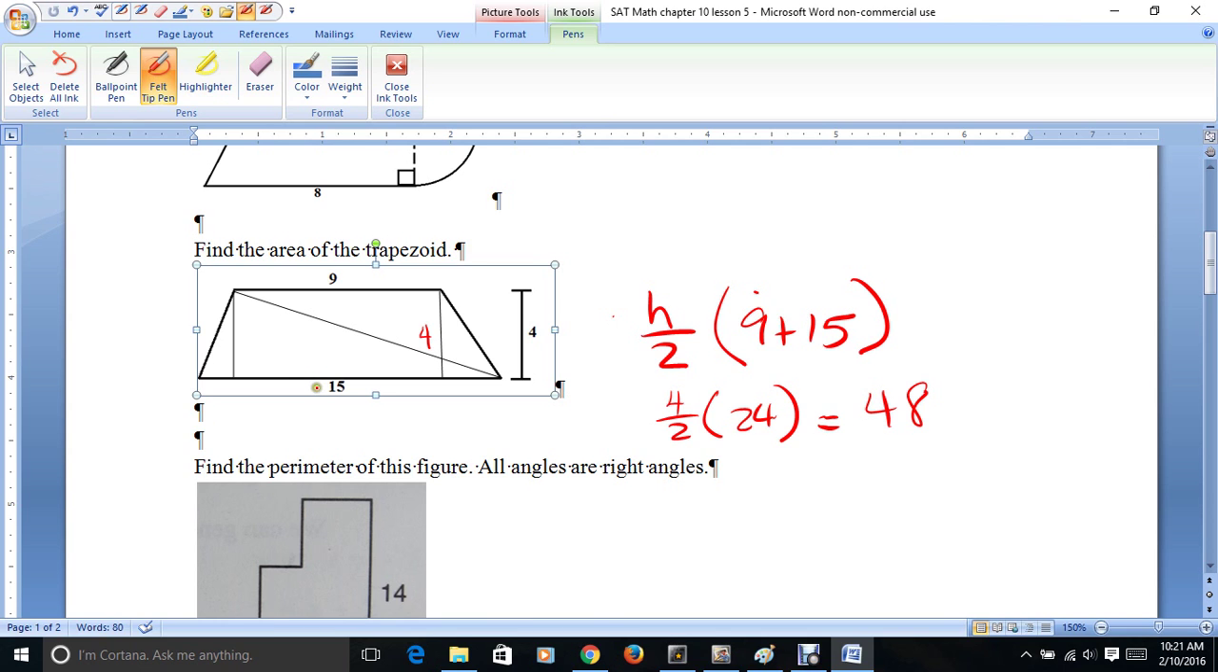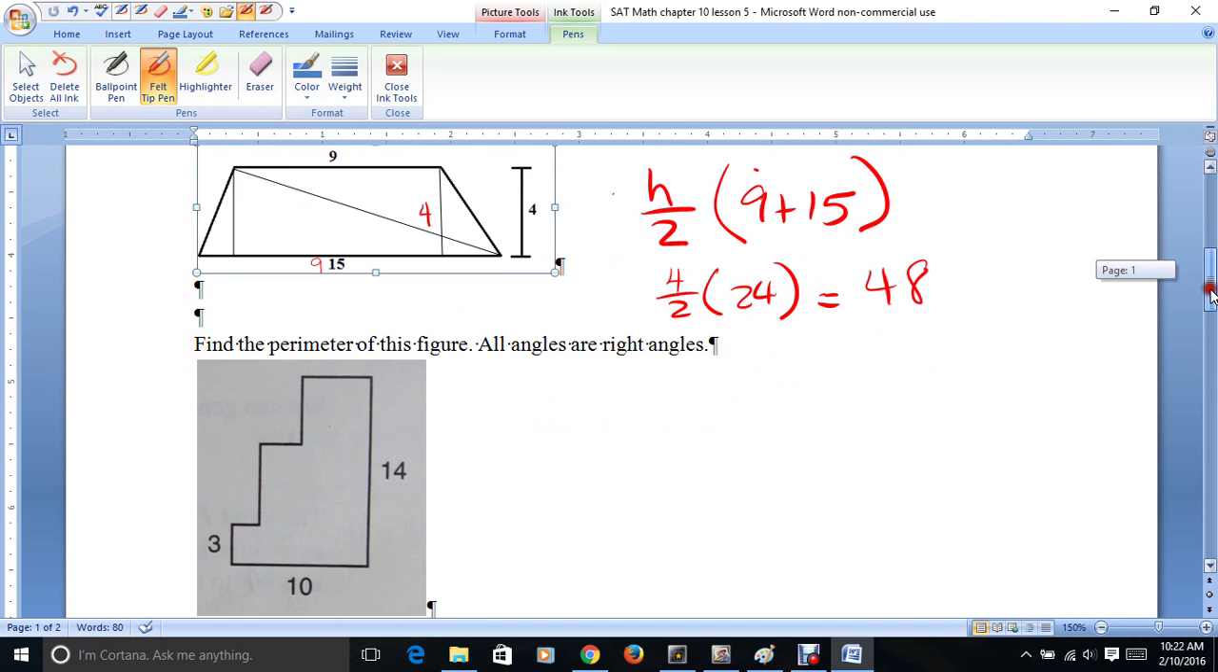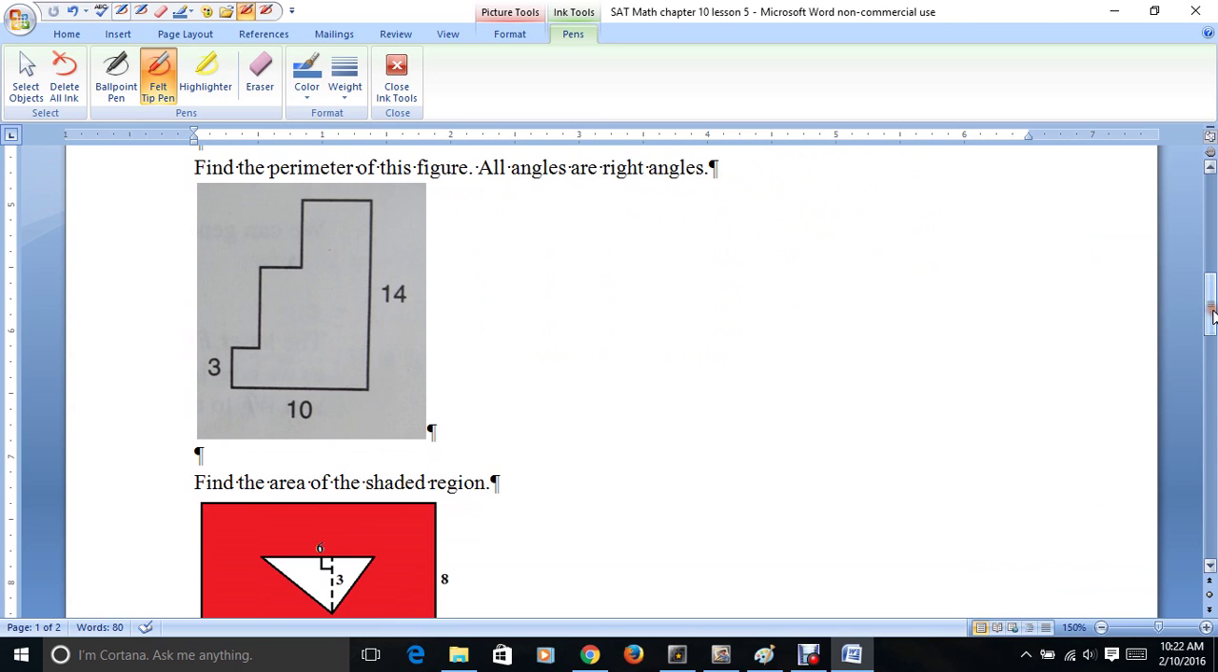So this is 9, then yeah, there's no way for me to know what those ends are. So I can't find the perimeter of that picture, and I don't know why I put it on there as if you could, because you can't. So just don't worry about finding the perimeter of that because you can't do it with that information.